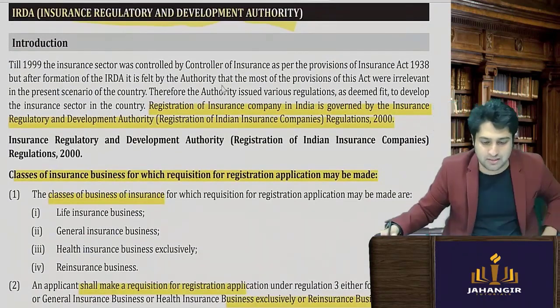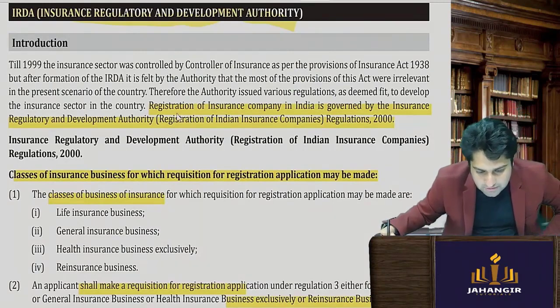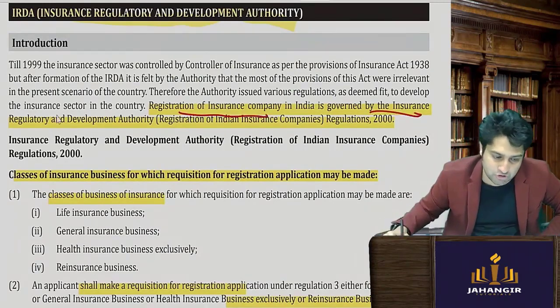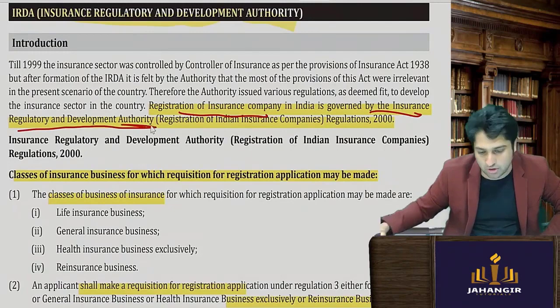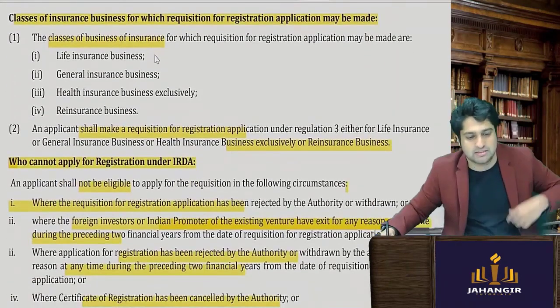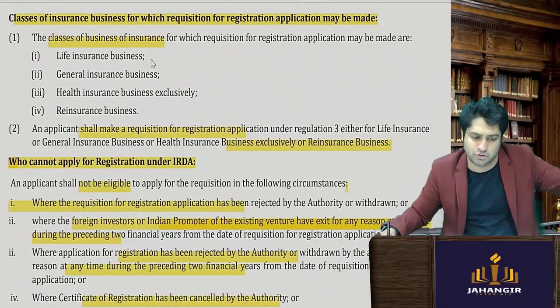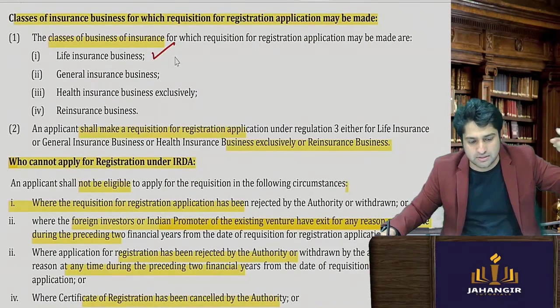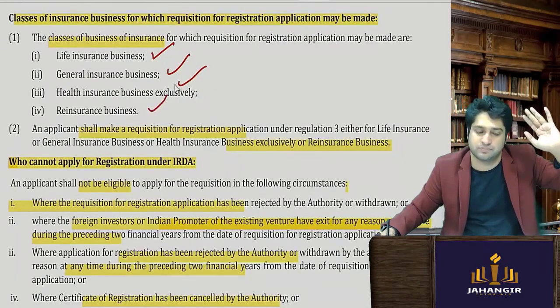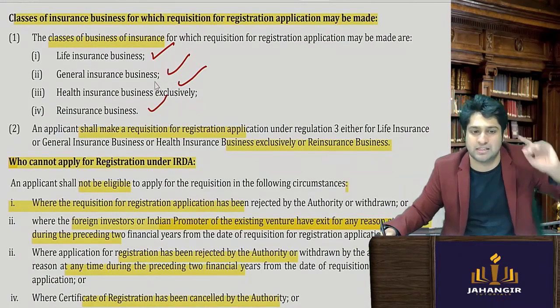Then coming to IRDA. IRDA again, it regulates your insurance. So insurance, first you see the registration of an insurance company is governed by the Insurance Regulatory Development Authority Regulations 2000. There are classes of insurance companies. What all kinds of insurance are there? IRDA क्या regulate करेगा, types of insurance? Life insurance, general insurance, health insurance, reinsurance. ठीक है, इंश्योरेंस कंपनी जब अपना इंश्योरेंस निकालता है, that's reinsurance.